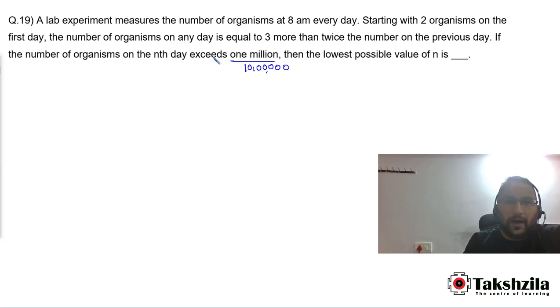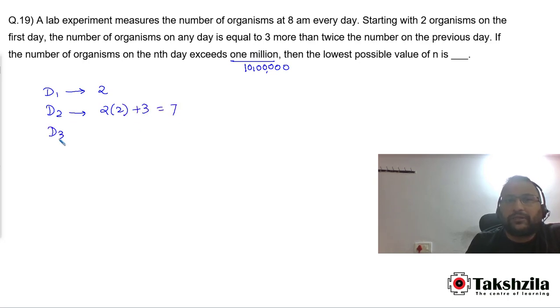So what is given in this question? On day 1 the number of organisms is how many? 2. On day 2 it becomes how many? 2 times the previous day plus 3, that is equal to 7. On day 3 it becomes how many? 2 times the previous day, 2 times 7 plus 3, which is 14 plus 3, 17.